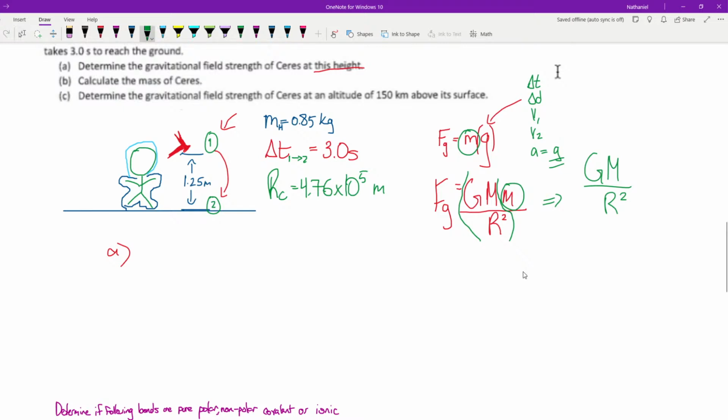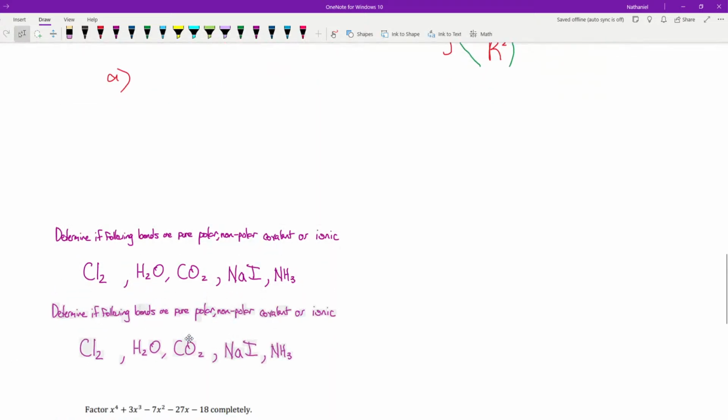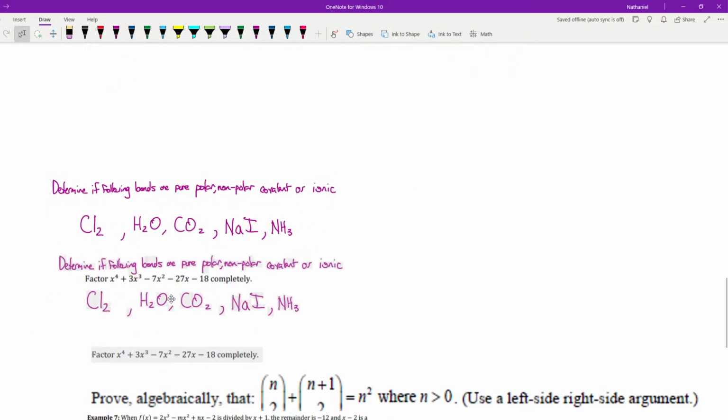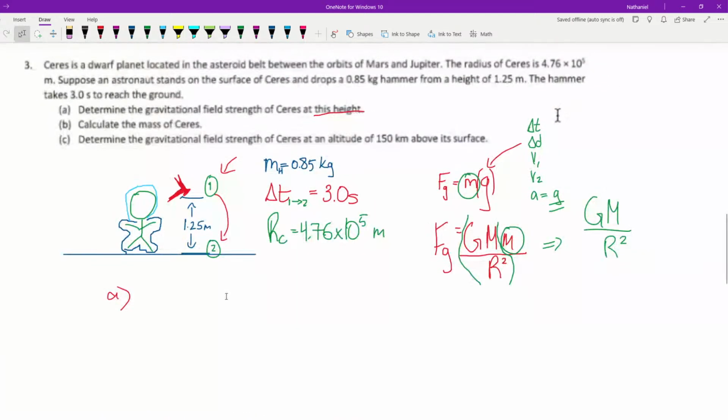Okay, so let's do it. Let's move this down. Let's move those down. So let's start to figure out what we have here. We have delta t of that journey. It's 3 seconds. We have delta d of that journey.